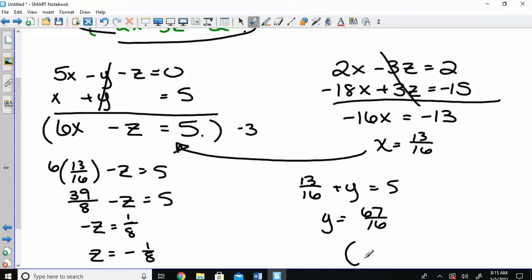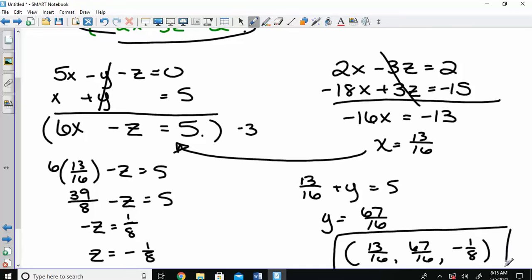So the answer, we put them in alphabetical order, X, Y, Z. And again, easy to check because you just have to plug that into the original equations and it should make all of them work. And you can use your calculator to do that. Any questions on that?